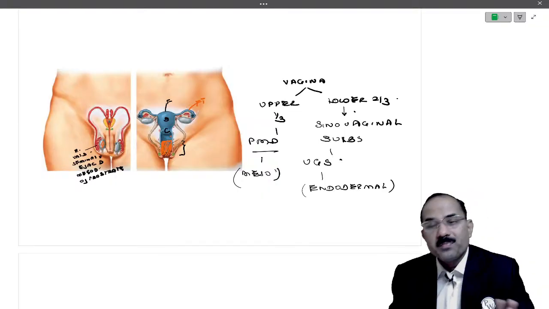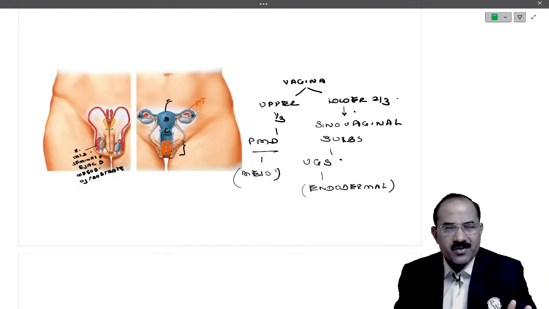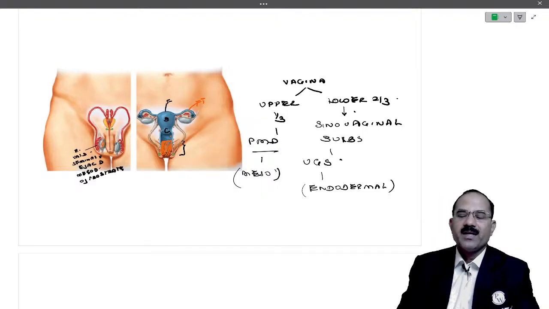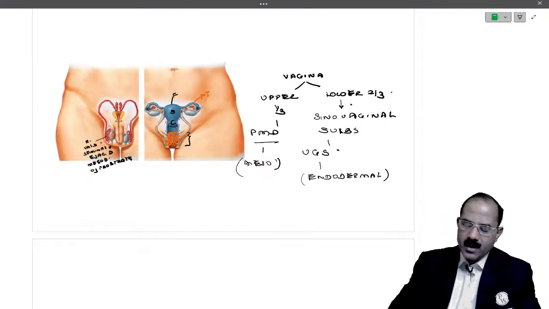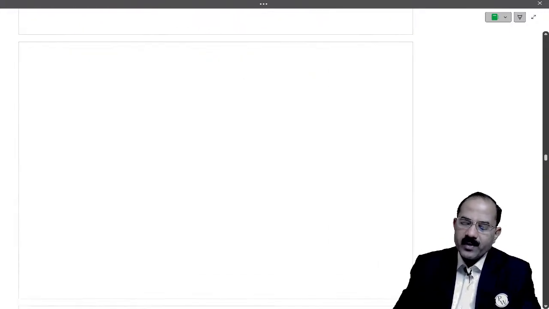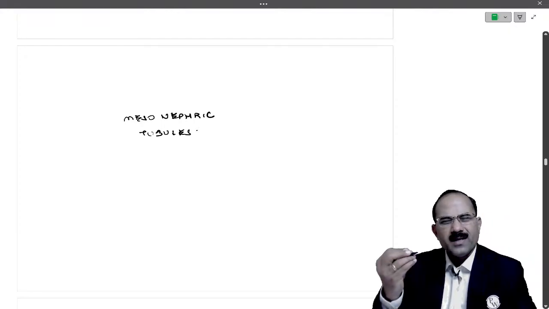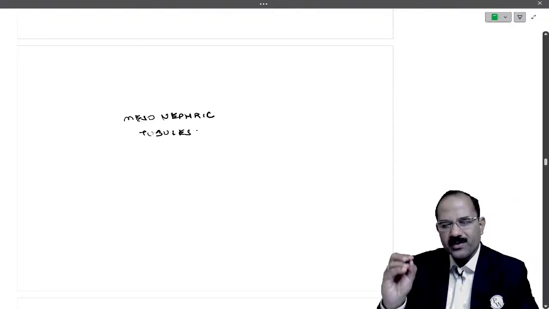What is the remnant of the paramesonephric duct in males? In males, the paramesonephric duct obliterates. It forms the appendix of testis and the prostatic utricle. Appendix of testis and the prostatic utricle. Fine. And there is something known as mesonephric tubules. Yes, these are all vestigial structures. The mesonephric tubules obliterate, they disappear.